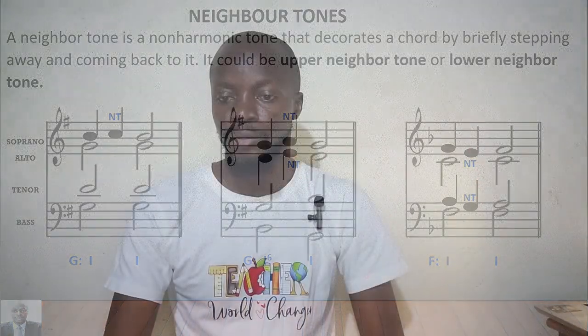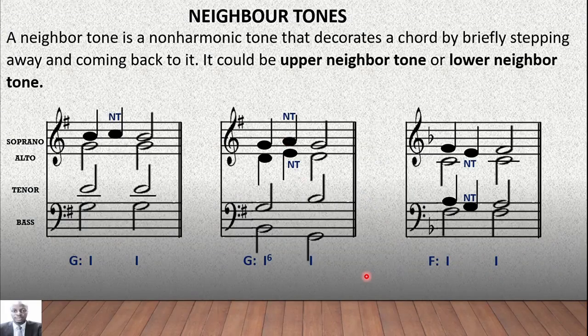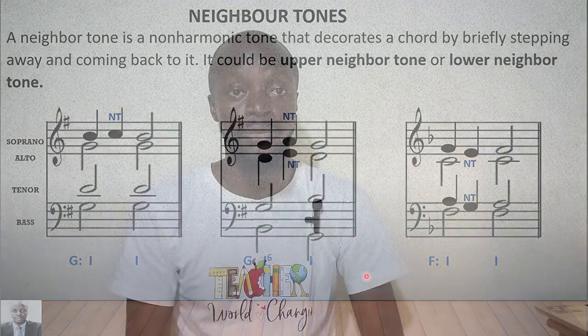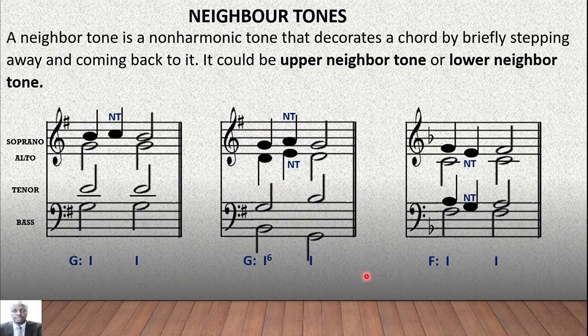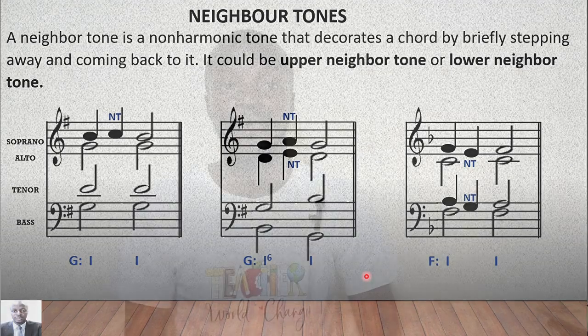Okay, all right, everyone. As a little recap, a neighboring tone moves away from the actual chord by step and moves back by step. The notes actually move briefly by step from the note to which it is written, either downwards or upwards, and resolve back into that note. So it could be an upper neighbor tone or a lower neighbor tone.